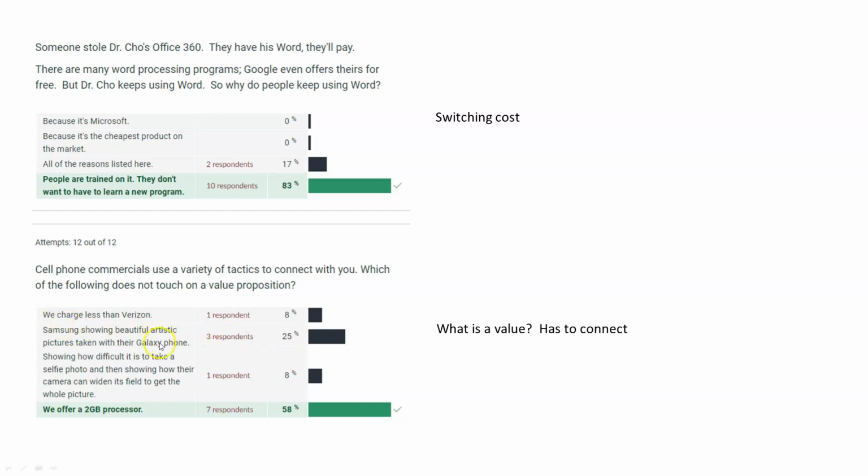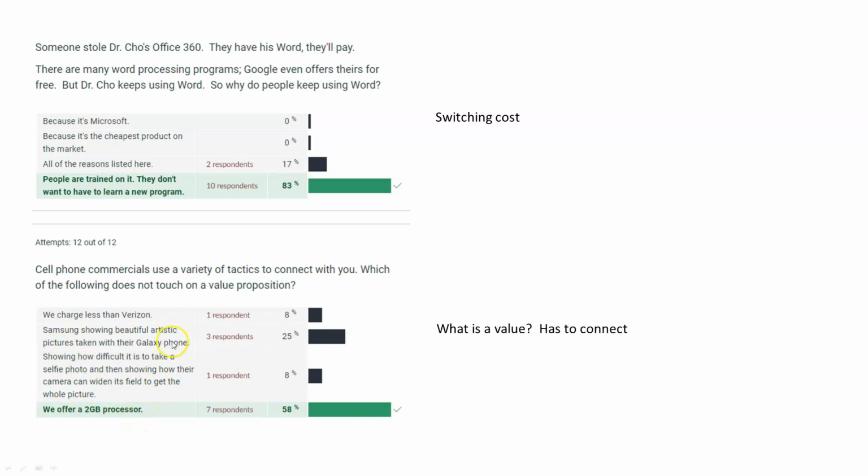All right, let's think about that one. Showing how difficult it is to take a selfie photo and then showing how their camera can widen its field to get the whole picture. That is definitely one, because it solves a problem. If it makes my life easier and solves a problem, it's utility. We offer a 2 gigahertz processor.